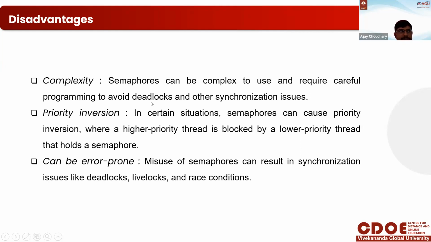What is semaphore? Semaphore helps us to synchronize our programming, and this is also a mechanism of synchronization. Priority inversion: in certain situations, semaphore can cause priority inversion, where a high priority thread is blocked by a lower priority thread that holds a semaphore. What is a higher priority thread and what is a lower priority thread? Threads are part of a program, part of a process.